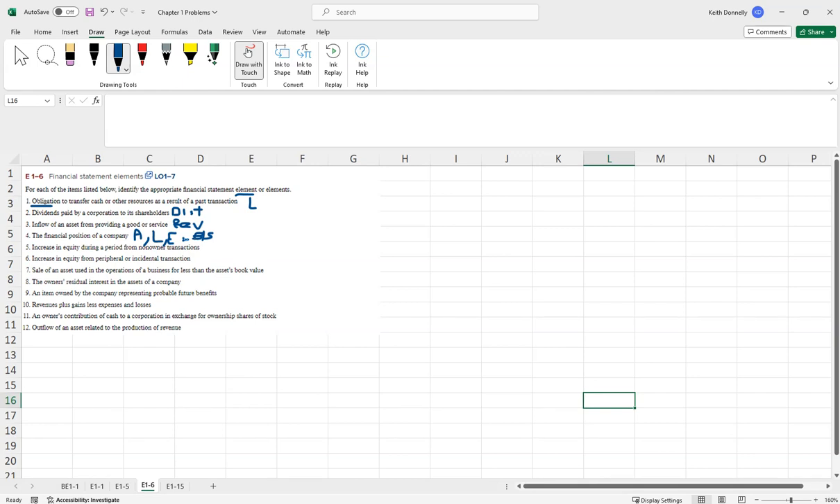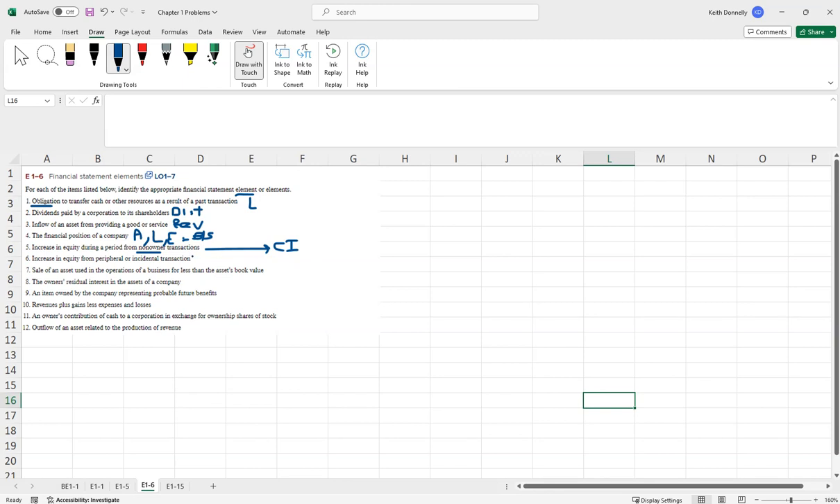All right, 5, increases in equity during a period from non-owner transactions. So we'll talk about this in this course, but this is going to be comprehensive income. So you basically have your net income, and you're trying to arrive at a broader point of view of it. So right, go from your net income, consider your other comprehensive income to arrive at your comprehensive income. So it's a broader view of net income. We'll talk about it in this class as we get closer to it.